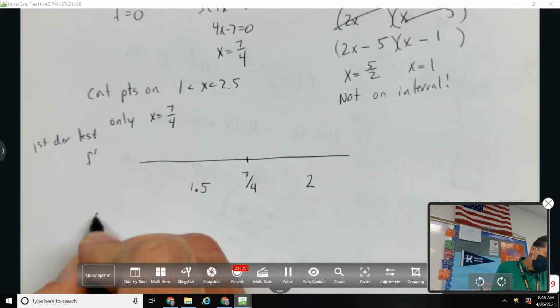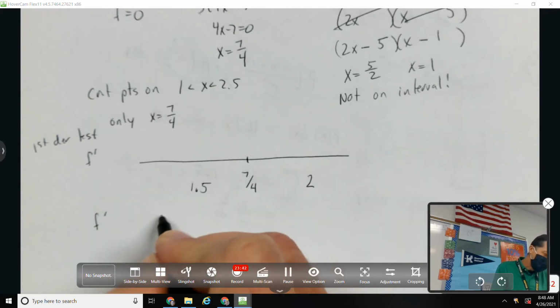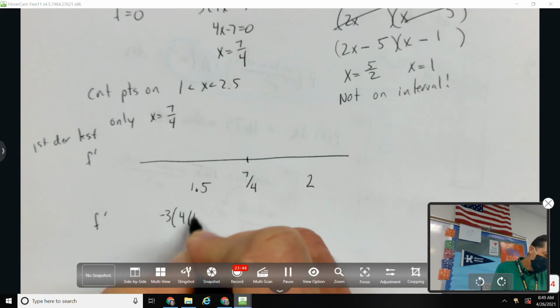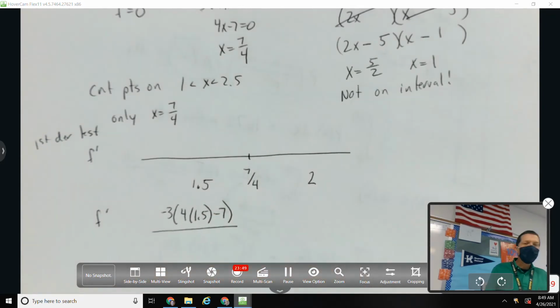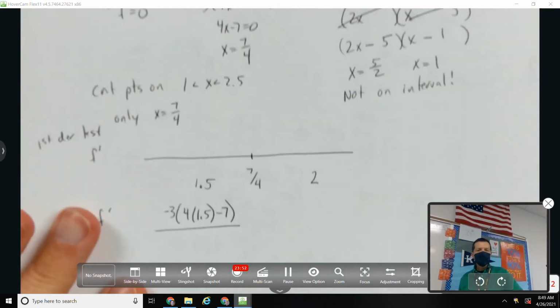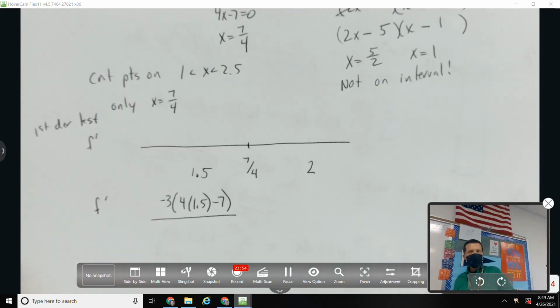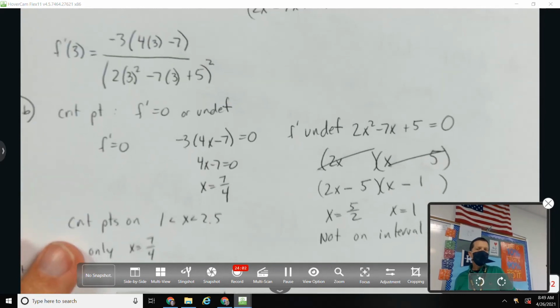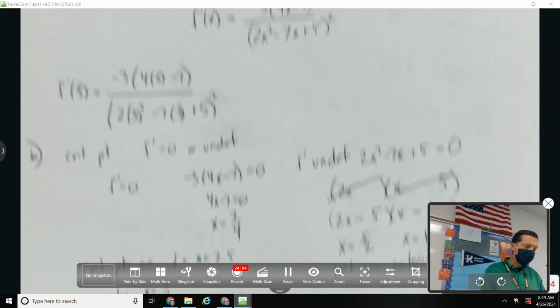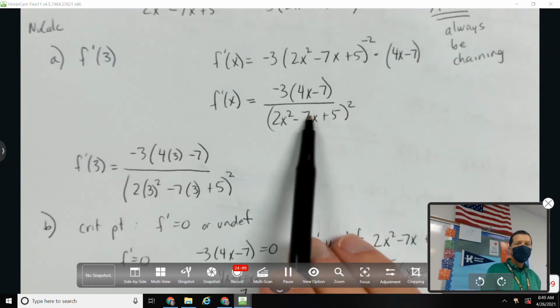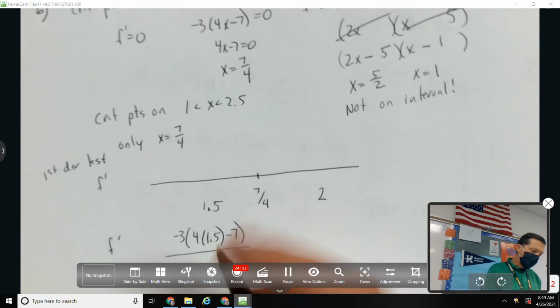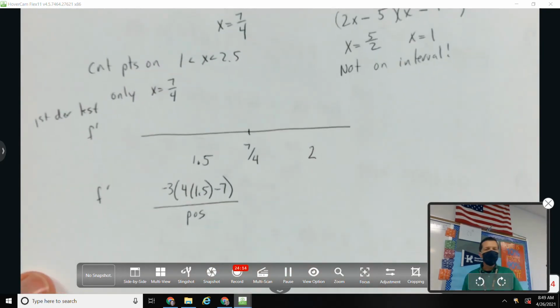All right, so f prime at 1.5 is -3 over 4 times 1.5 minus 7. Now the bottom looks ugly, but what do we notice about the denominator of f prime? Why doesn't it matter? Well, the 1 and the 5 halves don't matter because they're not on the interval. But it's squared, so it's always going to be positive. So I don't have to worry about plugging things in there. I'm just going to write positive down there, because all I care about is plus and minus.